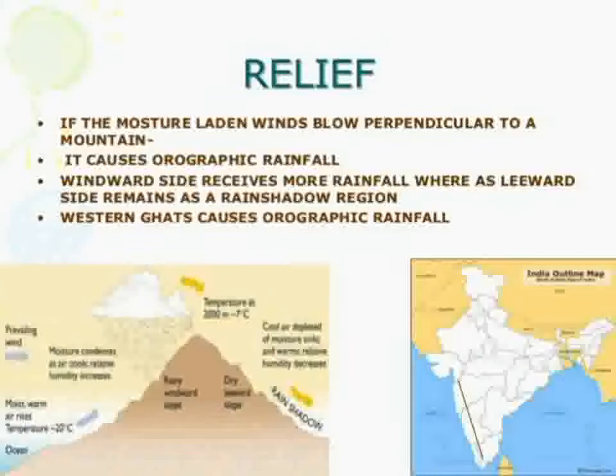Now relief. Lofty mountains are an obstacle to moisture-laden winds. They result in heavy rainfall on the windward side of the mountain, while little or no rain is experienced on the leeward side. Mountains also act as a barrier to cold winds or hot winds. They influence climate in a big way.